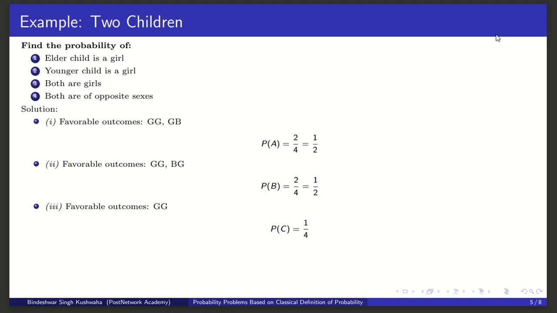Both are girls, so girl and girl. So that would be only one case, girl and girl. So probability of getting both girls would be 1 upon 4. Favorable outcome when both are of opposite sexes, so that may be girl boy or boy girl. So that would be 2 upon 4, and that will come 1 upon 2.